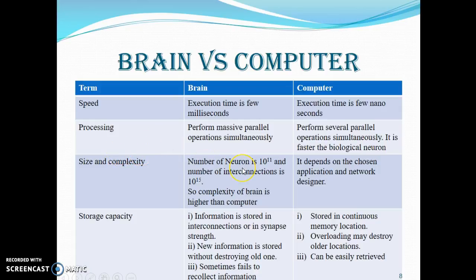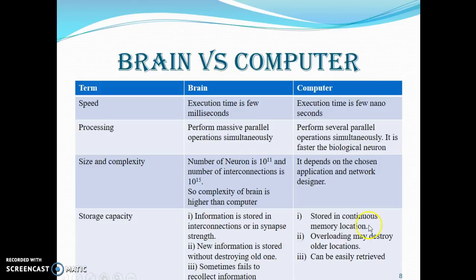In the brain, we have a number of neurons of 10 to the power 11, and the number of interconnections between them is 10 to the power 15. So the complexity of the brain is higher than the computer. But in the computer, the complexity and size depend upon the chosen application and the network designer. Now storage capacity. Information is stored in interconnections or synapse strength in the brain, and new information is stored without destroying the old one.